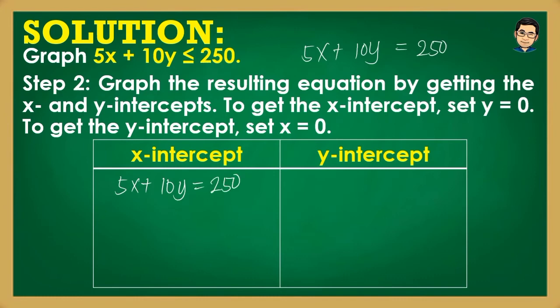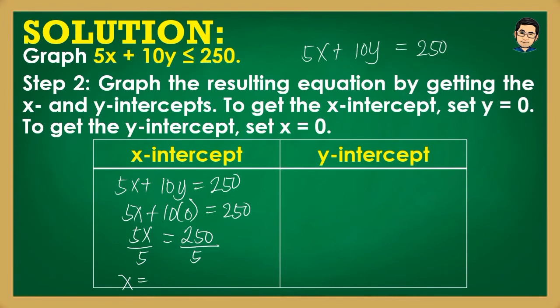And then, to get the x-intercept, we set y to 0. So, magiging 5x plus 10 times 0 is equal to 250. And then, 5x plus 10 times 0, that is 0. So, 5x is equal to 250. And then, dividing both sides by 5. So, the value of x is 50. So, to write the x-intercept, that is 50, 0.